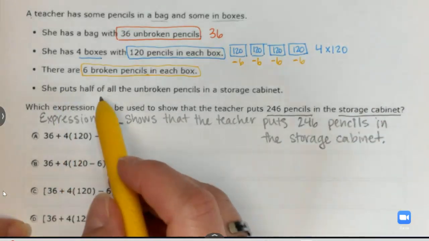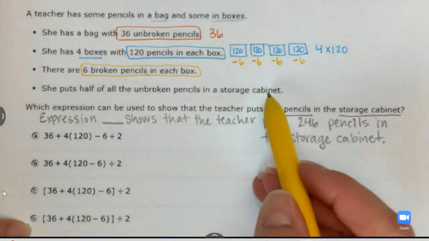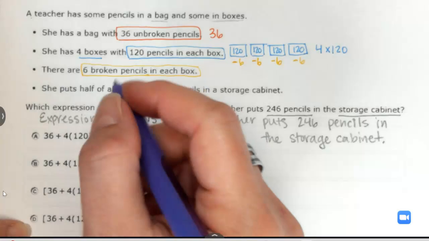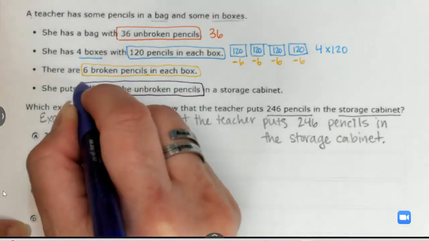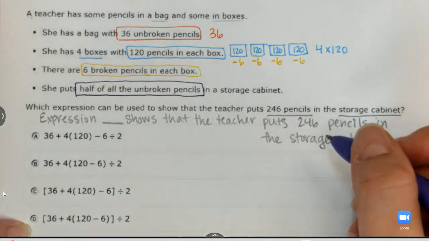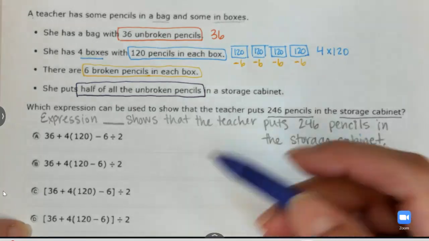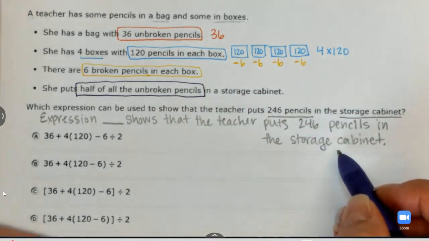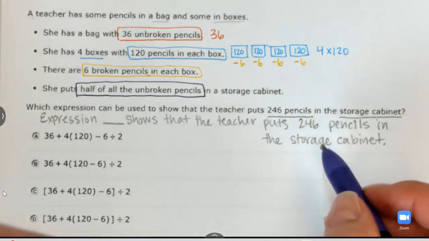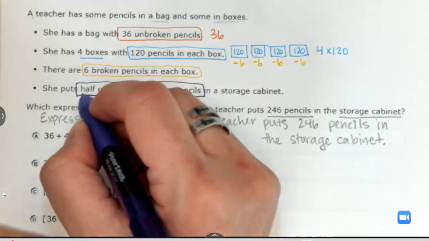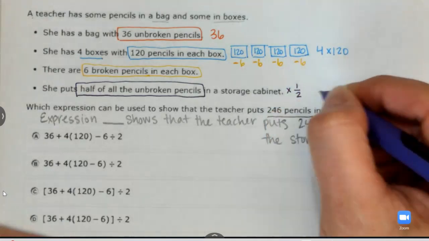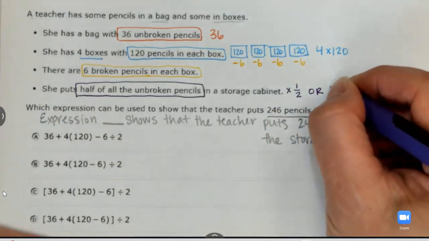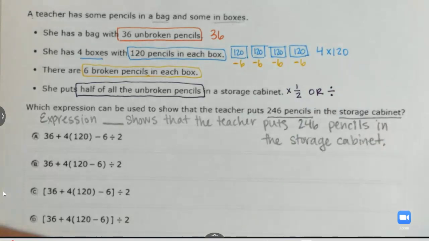All right, she puts half of all of the unbroken pencils in a storage cabinet. So she wants to keep half of the unbroken pencils in a storage cabinet. That brings us back to our question sentence. Okay, so now we're getting back on track here. Half is going to be times 1/2, or it's going to be dividing by 2.